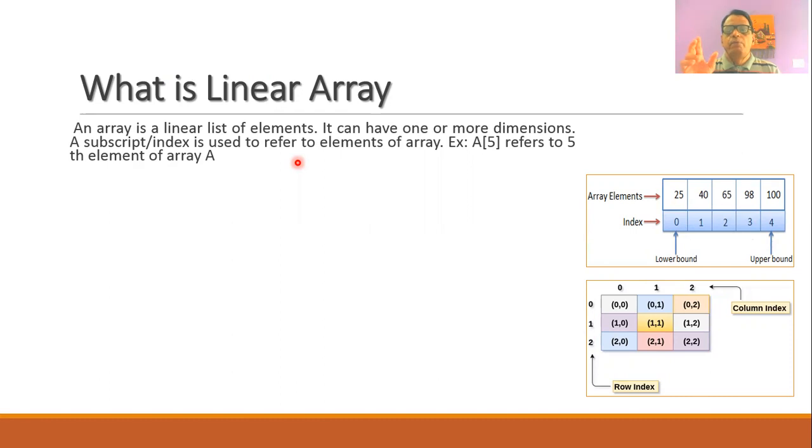So whenever you prepare a list of names of students, or a list of marks of students, or a list of items to be purchased from a shop, then whenever we want to store all such lists in computer memory, we can make use of this data structure. It is called a linear array.